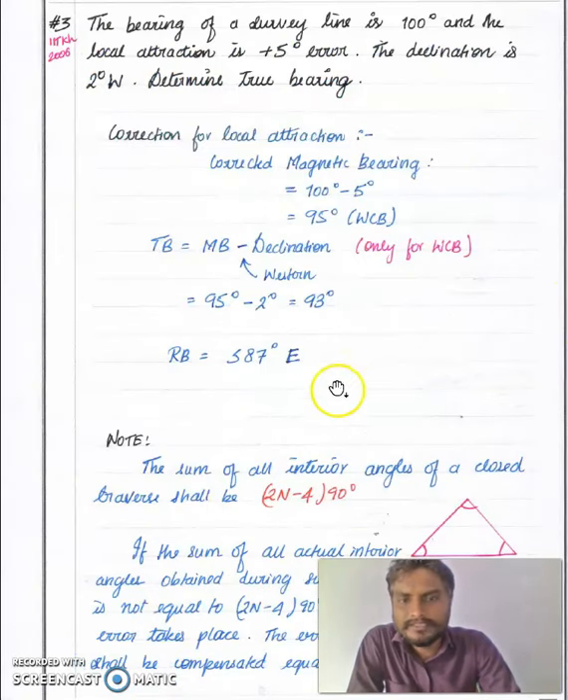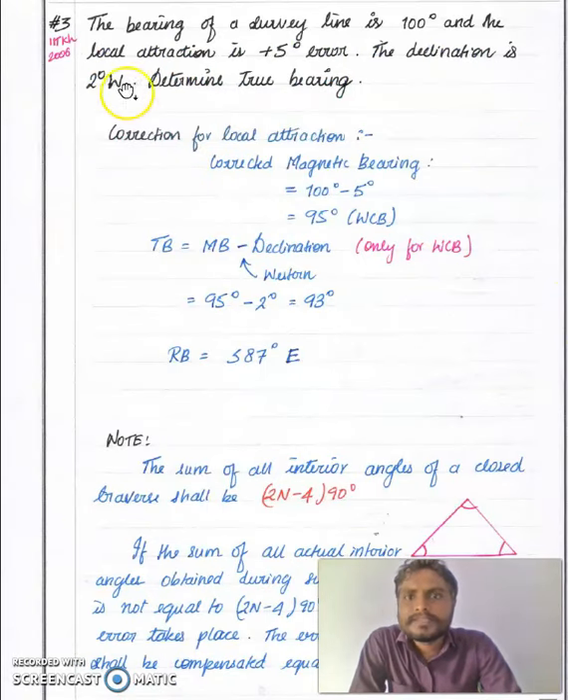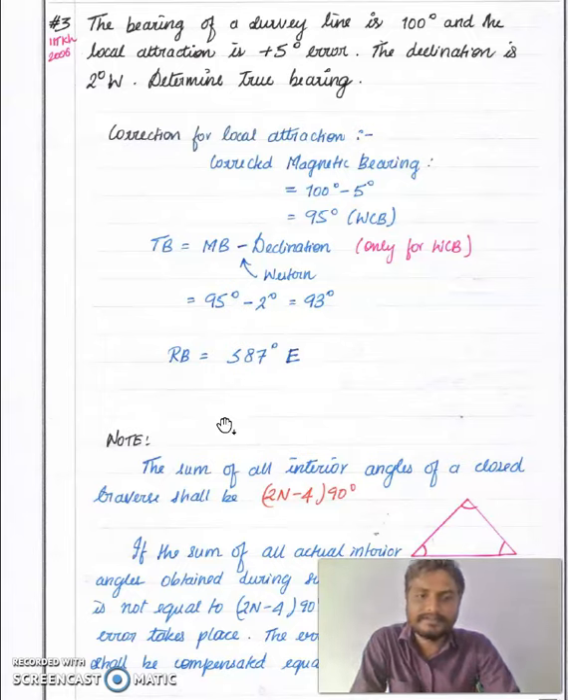So try to look at this difference here. The true bearing of the survey line is 100 and the local attraction is 5 degree error. So the declination is 2 degree, determine the true bearing. So if you look here, you can get some clear ideas. Okay, so the same discussion as we discussed previously, and this is a very important point.